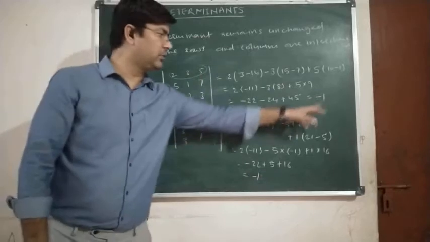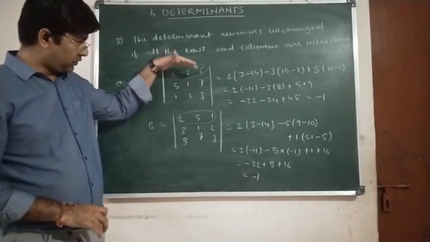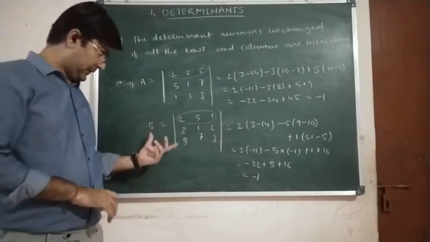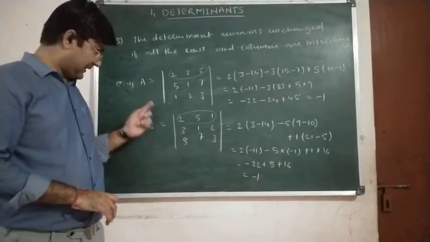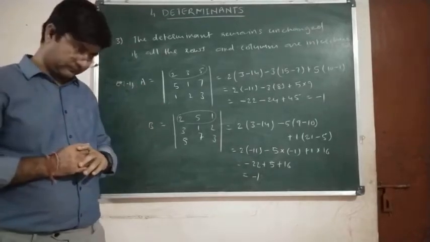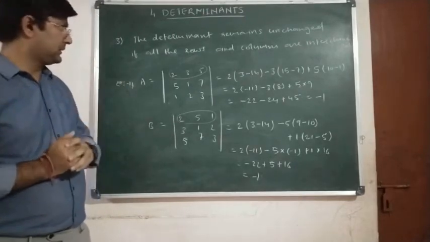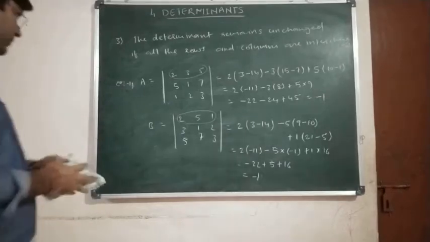So notice that in both the cases we are getting the same answer. It means if you change all the rows into columns, then the determinant thus obtained remains unchanged. That is, determinant A is equal to determinant B. Clear? So this is the property number 3. Now let us check the property, fourth property.